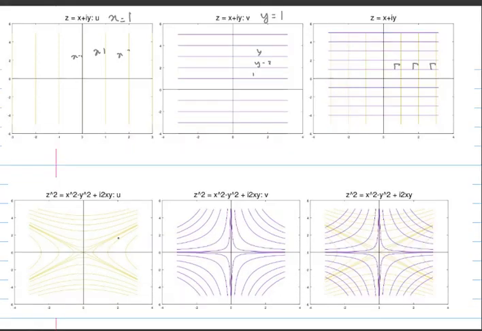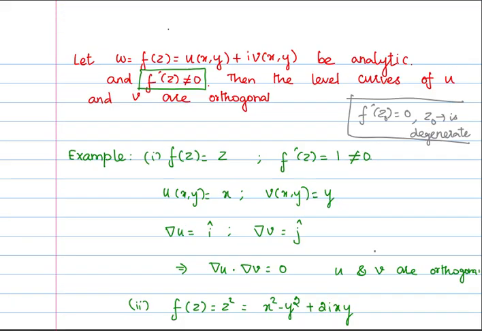Second example, now you look, this case will arise. When u equal to 1 or 0, you will get these lines, x equal to y and y equal to x. So these two curves cut orthogonally everywhere except at the origin. I hope you understand. So whenever the function is analytic and f prime of z is not equal to 0, then their level curves cut orthogonally.